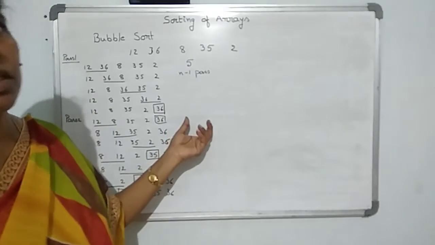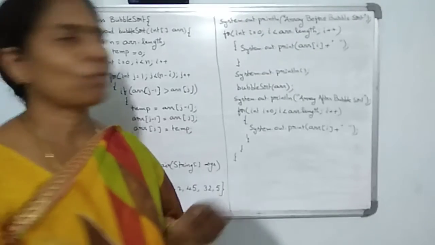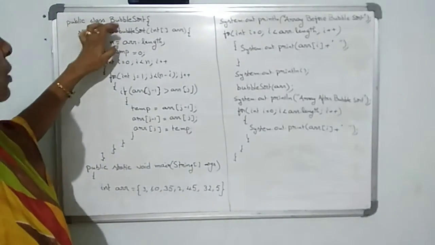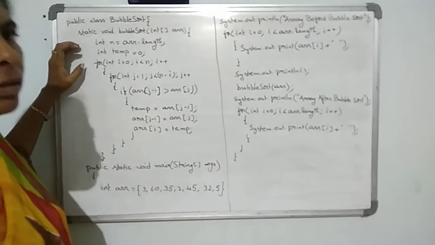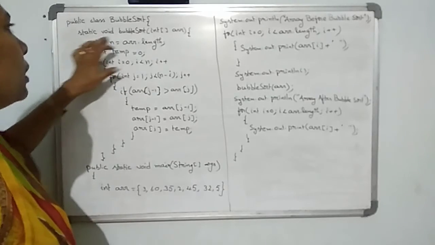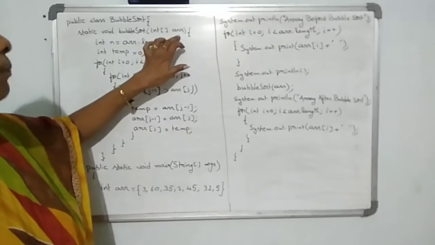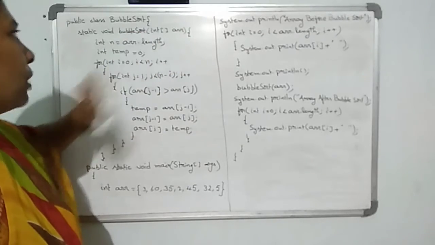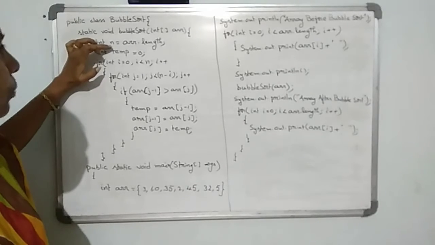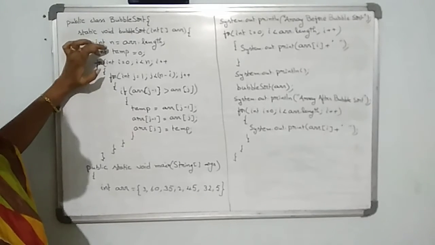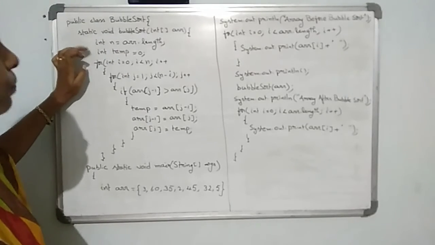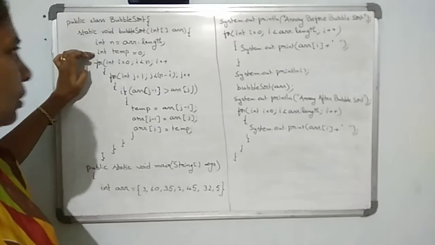program of the bubble sort. So this is the program of the bubble sort. Public class BubbleSort. In that I am taking one function, that is the bubbleSort method. Static void bubbleSort, in that I am taking the array. The array is of integer type. int n equal to array.length, which means in n you can store the length of the array. Let's take int temp equal to 0. In that I am taking a temporary variable. The temporary variable is used for swapping of the elements.